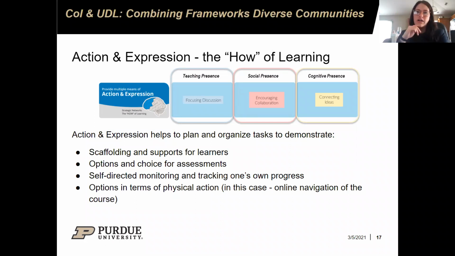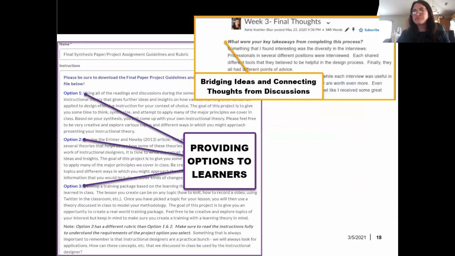And then UDL actually has options in terms of physical action. So in the online environment, this is going to be how the course is set up. Are students able to navigate it clearly? Does that make sense? And so when we look at examples, I have 3 that I'm going to show you. The first 2, in the purple box, is actually a final project where the instructor has set up 3 different ways so that the students can demonstrate.